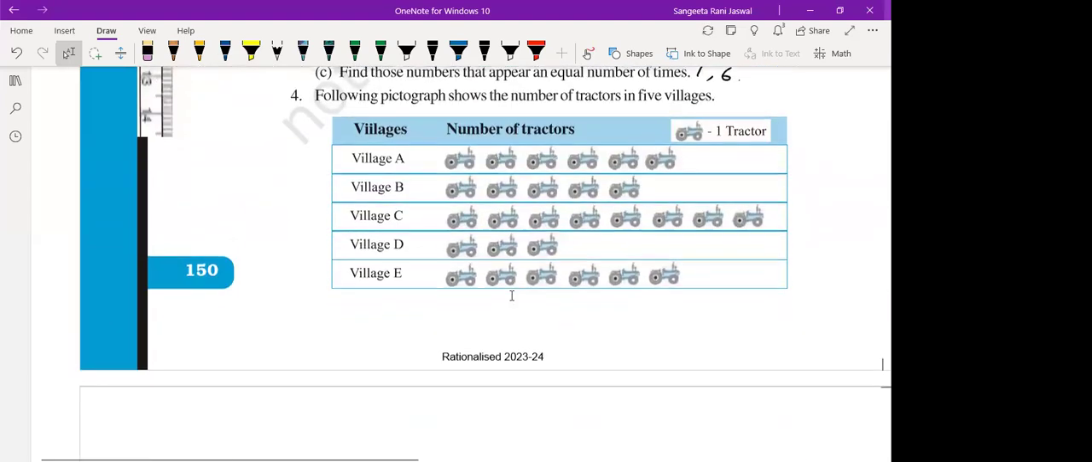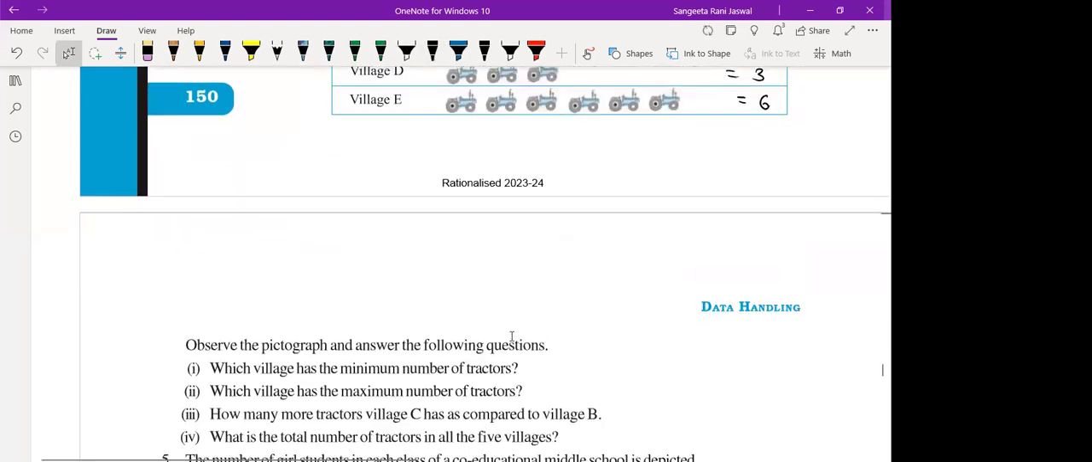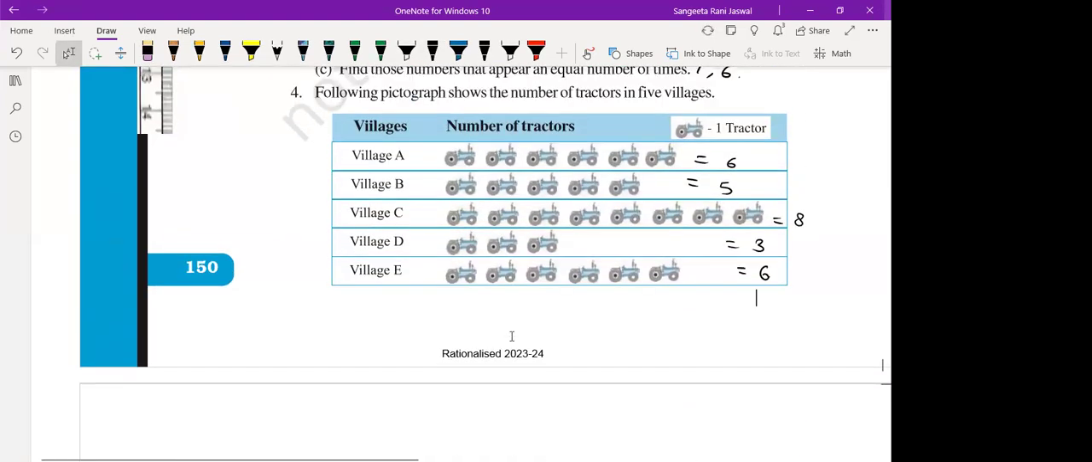Okay, let's see the next one now. Harshit, read the question. The following pictograph shows the number of tractors in 5 villages. Village A, 1 tractor. Village B, 6 tractors. Village C, 5 tractors. Village D, 8 tractors. Village E, 3 tractors. Village F, 6 tractors. Okay, good.